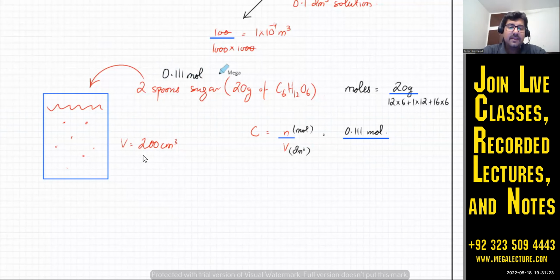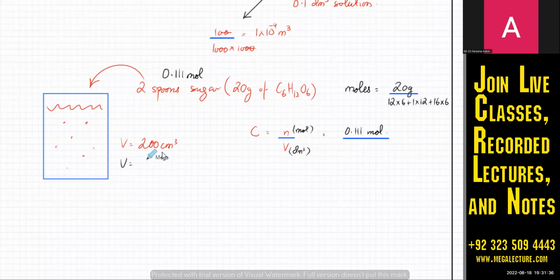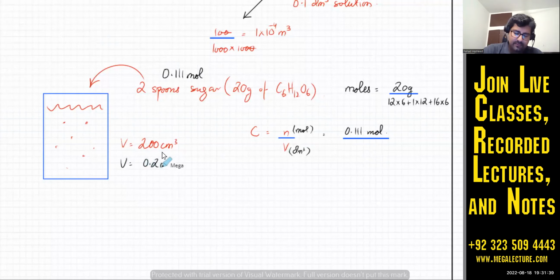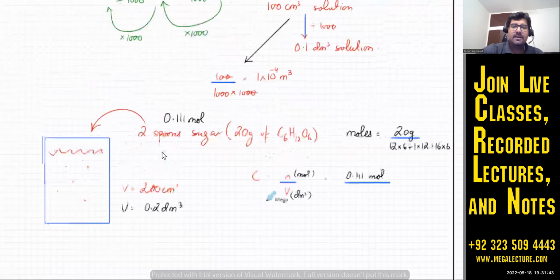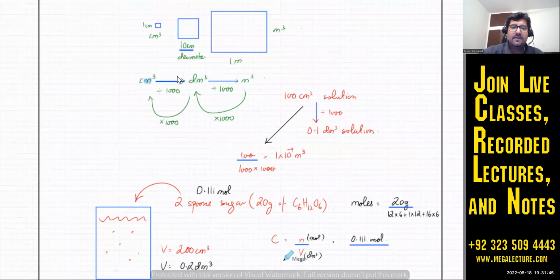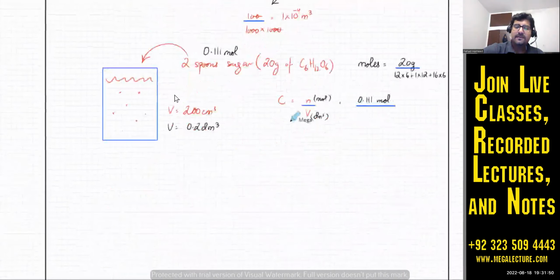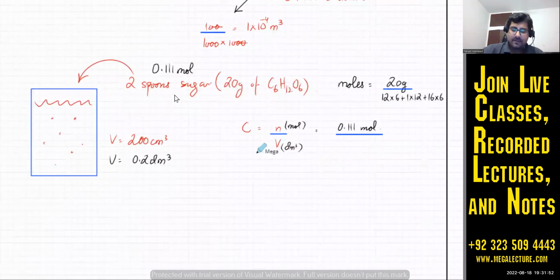These many moles. What is the volume? What would be the volume in dm cube? If I want to convert cm cube into dm cube, I'm going to divide by 1000. So it's going to be 0.2 dm cube. We just learned that if the volume is given in cm cube, and I want the same volume in dm cube, I divide by 1000. So I'm getting 0.2 dm cube.